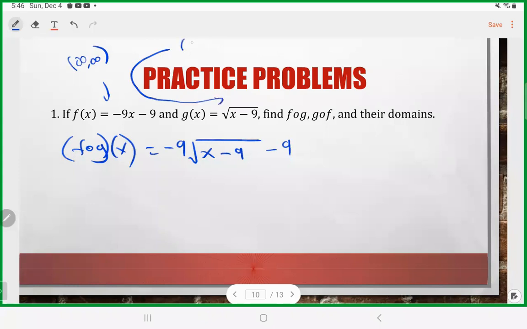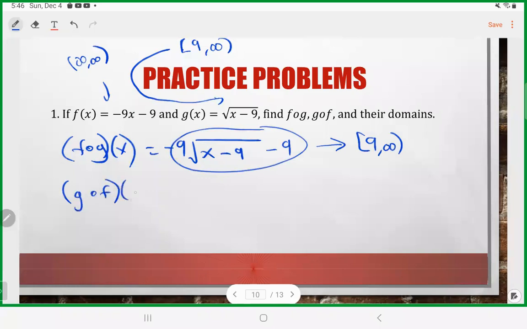This is going to be greater than or equal to 9, inclusive. All right. So the domain of this, again, is going to be the domain of g intersected with the domain of this, which is just the domain of g. Next, we have g of f of x, equal to the square root of -9x minus 9 minus 9 again, which is going to be the square root of -9x minus 18.